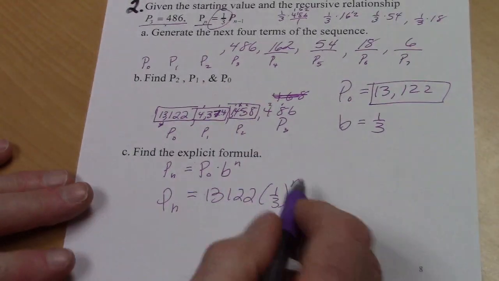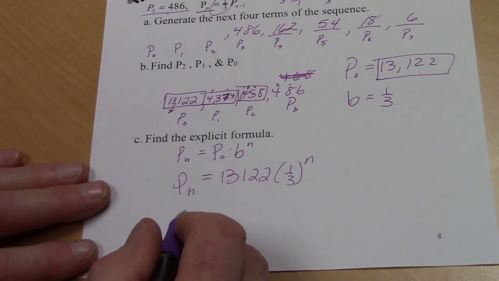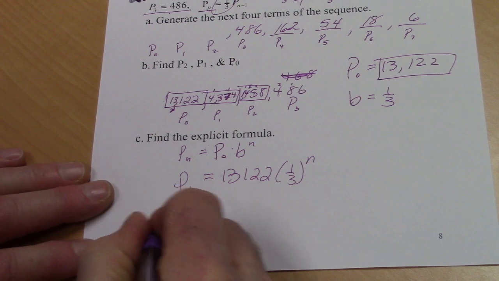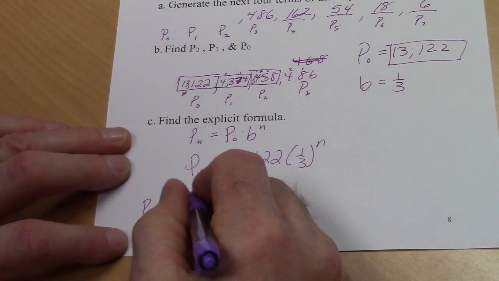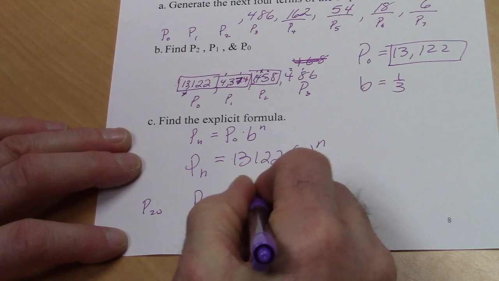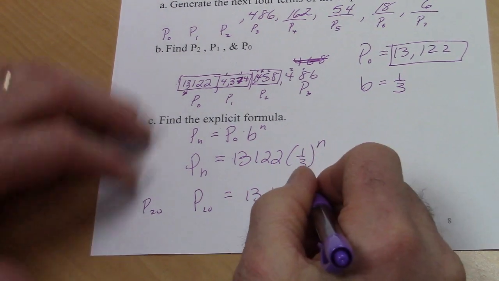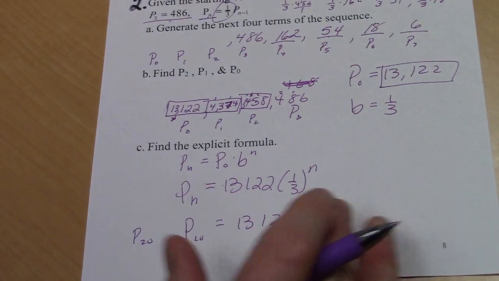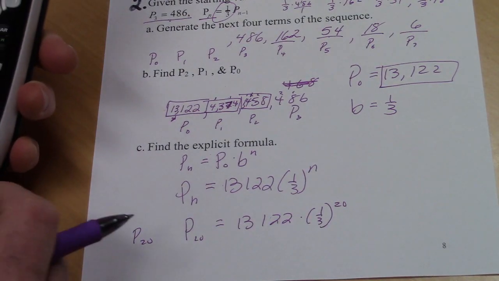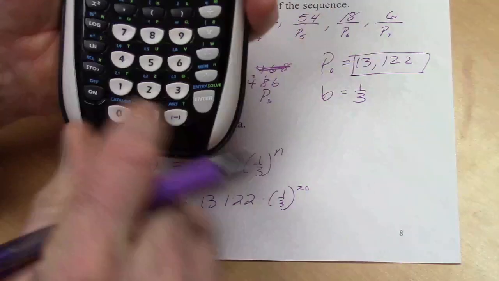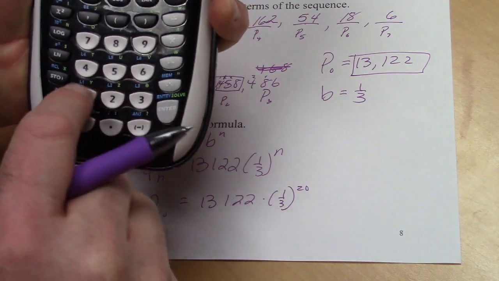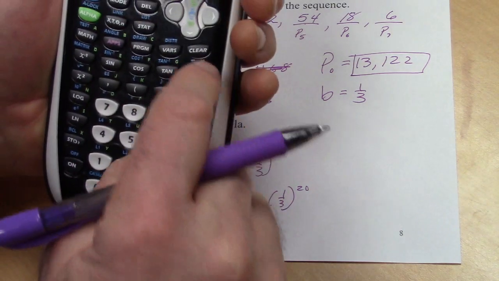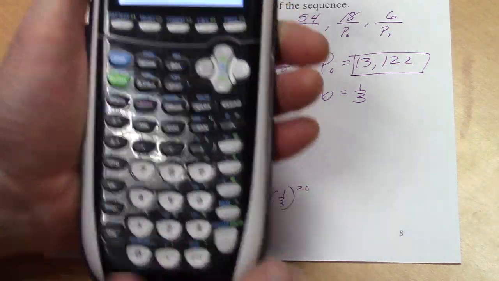Now, in the explicit formula, I could ask you to find the 20th term. What would P sub 20 be, for example? Well, P sub 20 would be equal to 13,122 times 1/3 to the 20th power. And that's going to be a pretty small fraction, actually. That would be 13,122 times, now 1/3 I'll put in as 1/3 in parentheses, to the power of 20.